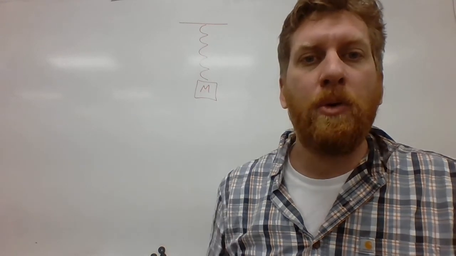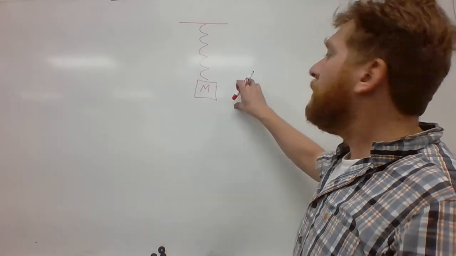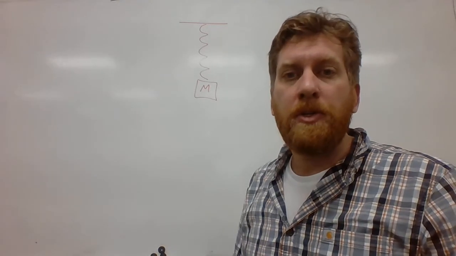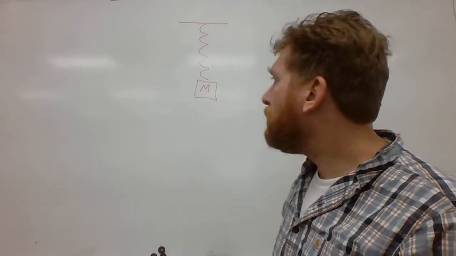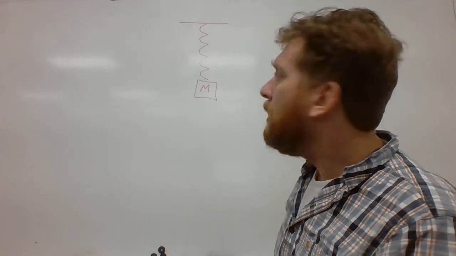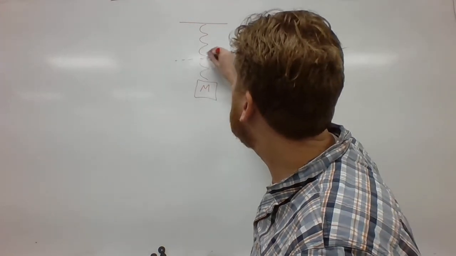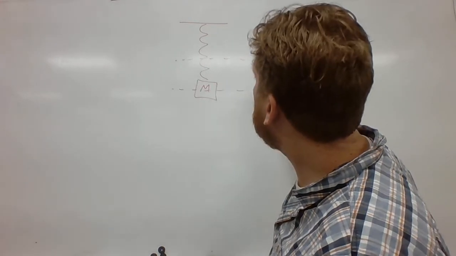Hi, we're going to look at quiz 2B question A. We start with a mass on a vertical spring. There are two versions of this quiz, but they're both pretty similar. We're going to do the first one where we push this mass. This is its equilibrium position.